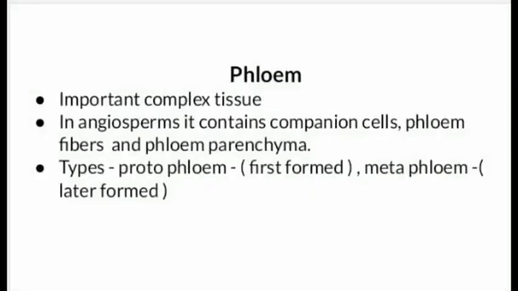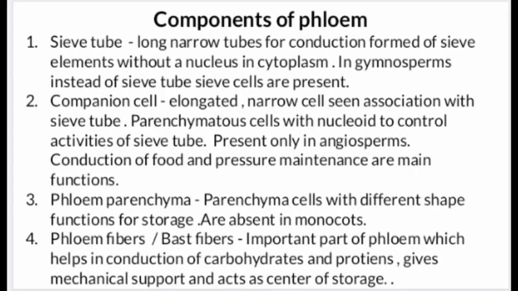Phloem is an important complex tissue. In angiosperms it contains sieve tubes, companion cells, phloem fibers and phloem parenchyma. Types: protophloem, first formed, and metaphloem, later formed. Components of phloem: sieve tube. Long narrow tubes for conduction, formed of sieve elements without a nucleus in the cytoplasm. In gymnosperms, instead of sieve tubes, sieve cells are present.